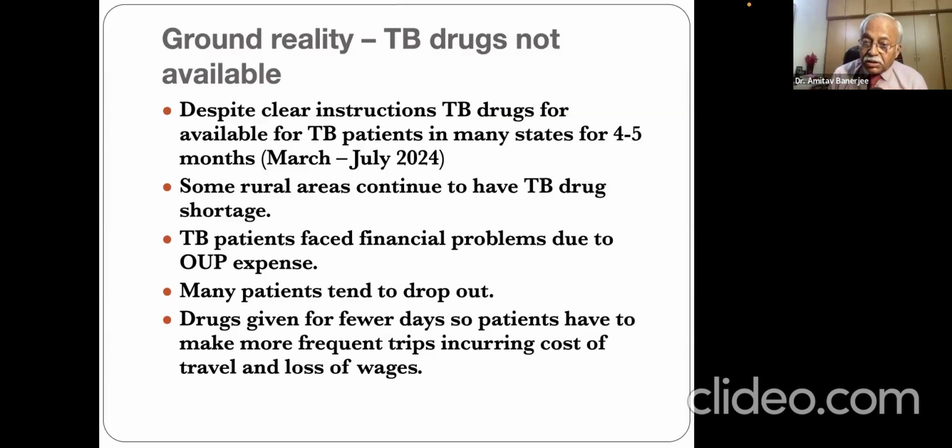Many programs failed, including the malaria eradication program, because of this logistics problem, administrative problems. And if 5 months of drugs are not available, when a short course treatment is for 6 months, the majority will have incomplete treatment, and you will be promoting multi-drug resistance and extensively drug resistant tuberculosis. You are creating it. Drugs given for fewer days mean patients have to make frequent trips.